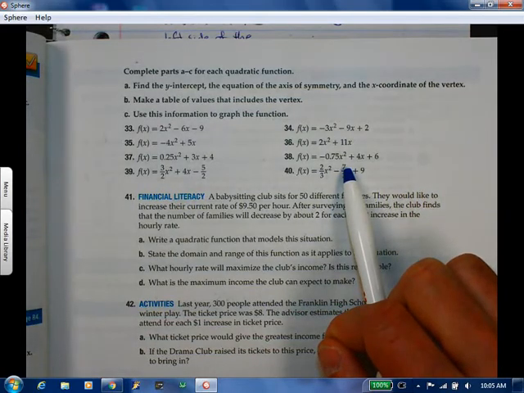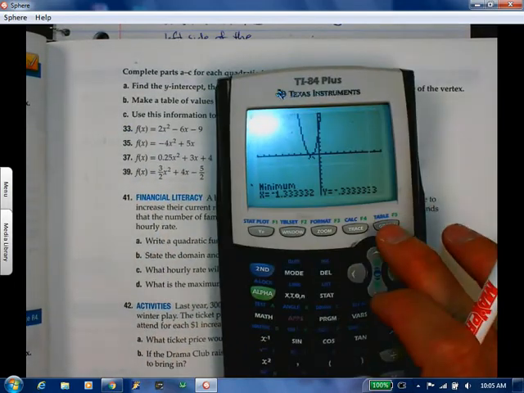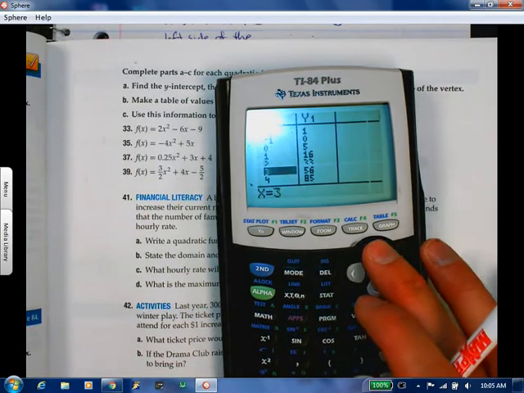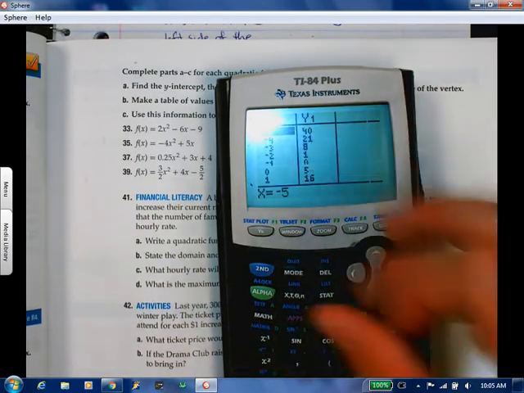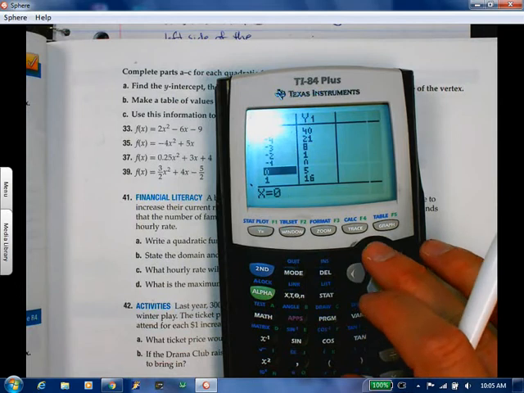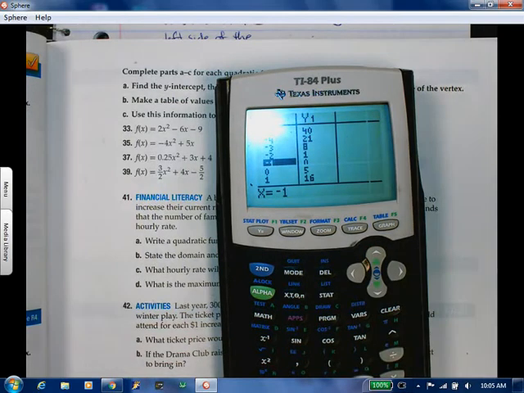Okay? So when you get to these, type the equation in here. Remember, you have a table of values you can use. That will give you points, and you can use these points to help you graph the quadratic. Find the vertex and then use these other points. Finding the vertex is the minimum or the maximum.